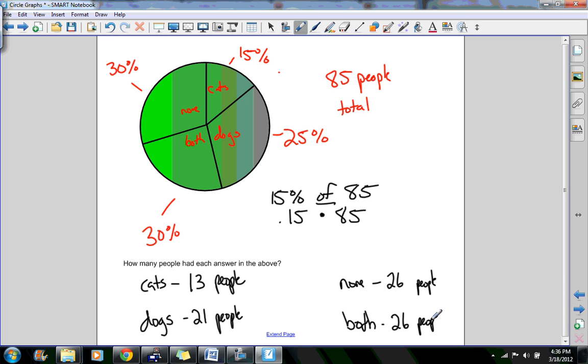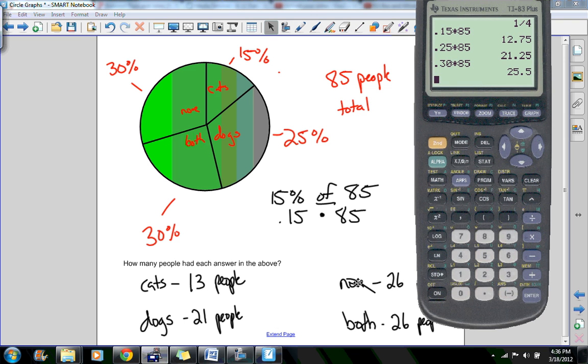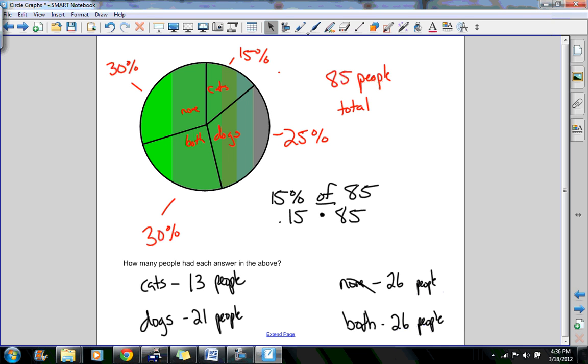Now, here's the problem we have. Circle graphs can be a little tricky, because if I add these up, 13 plus 21 plus 26 plus 26, that actually gives me 86 people, which is one above the total. So for each of these, instead of saying 13 exactly, I would put about, and about, because they're not exact measurements. Okay? So that's how you go from percentages back to regular numbers.